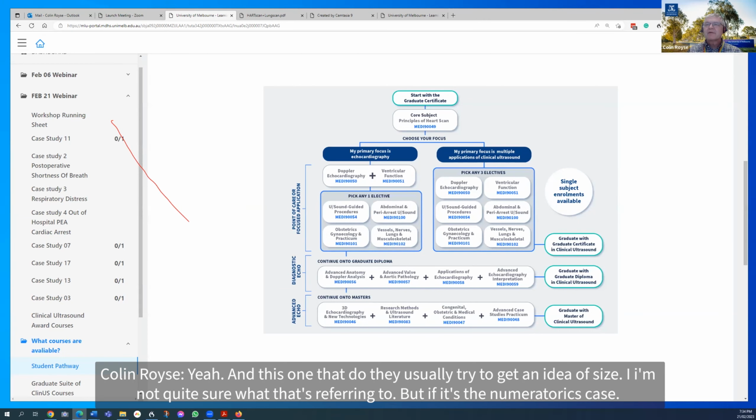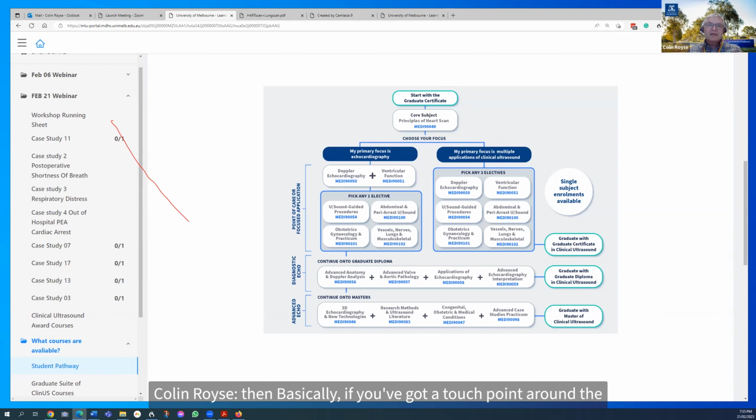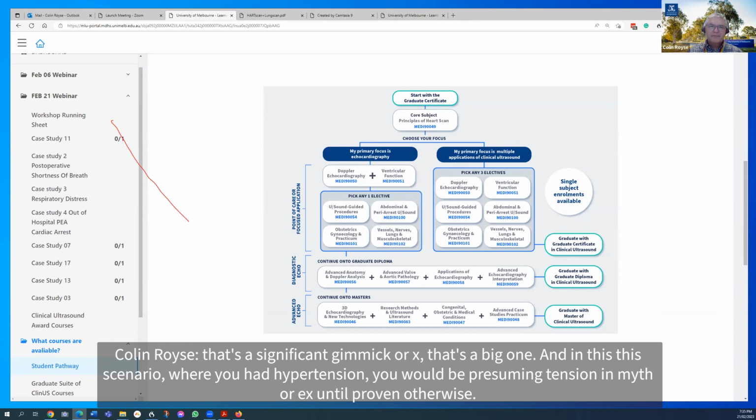Yeah, and there's one: do they usually try to get an idea of size? I'm not quite sure what that's referring to, but if it's the pneumothorax case, then basically if you've got a touch point around the mid-axilla, that's a significant pneumothorax. That's a big one. Yeah, and it's moderate to large. And in this scenario where you had hypertension, you would be presuming tension pneumothorax until proven otherwise.